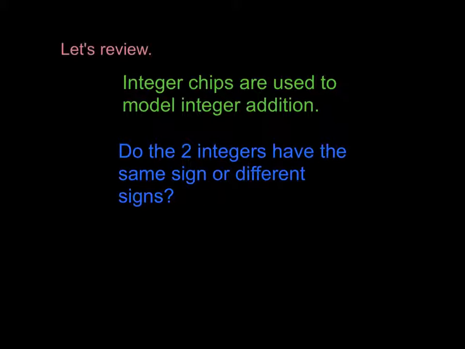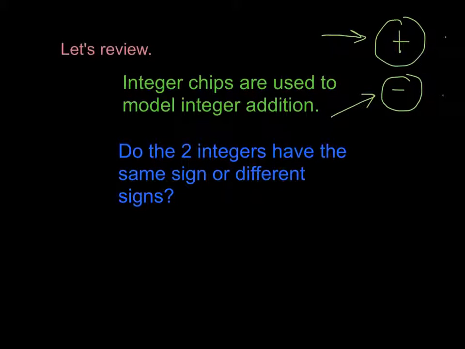Let's review. Integer chips are used to model integer addition. So we have positive integer chips and negative integer chips. Each one of these integer chips represents one unit. This one represents one positive unit. This represents one negative unit. So when these two integer chips are added together, they equal 0. That's why these are called zero pairs.